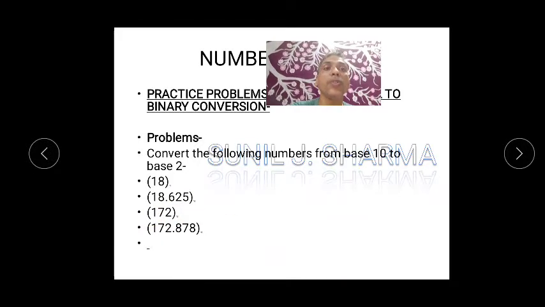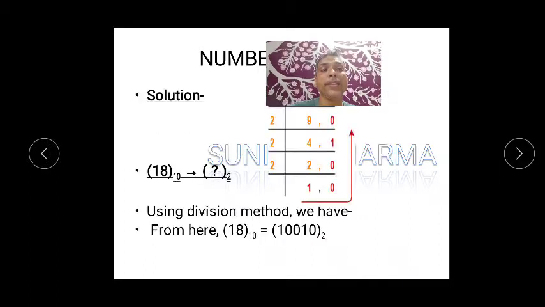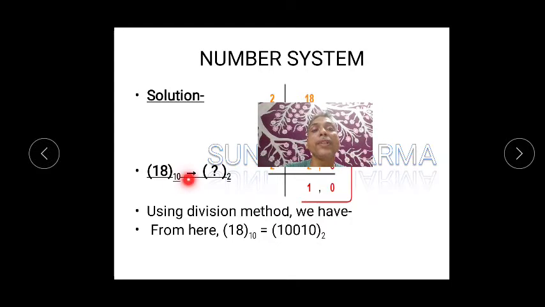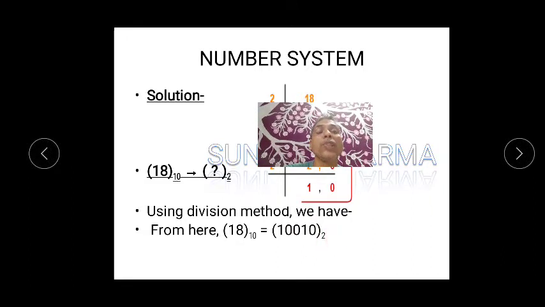So let's see how to convert 18 to binary. Suppose 18 is your decimal number and you want to change it to binary. Using the division method, this is your answer, but I request you don't read it as 10,010. You have to read it like 10010.